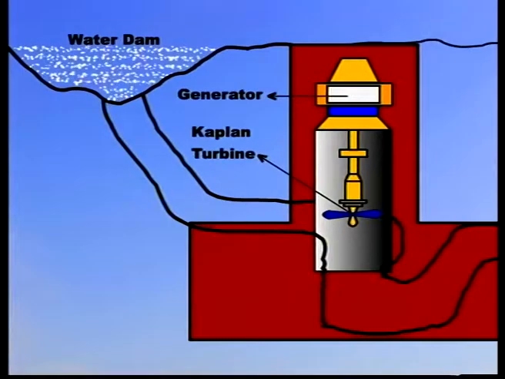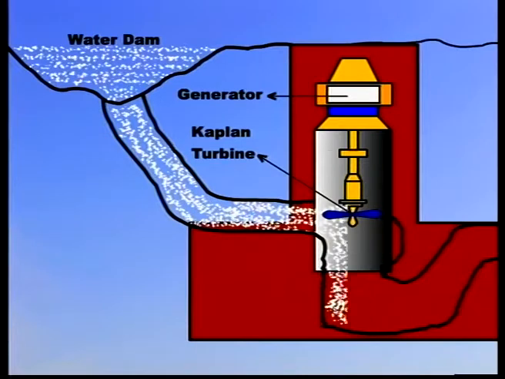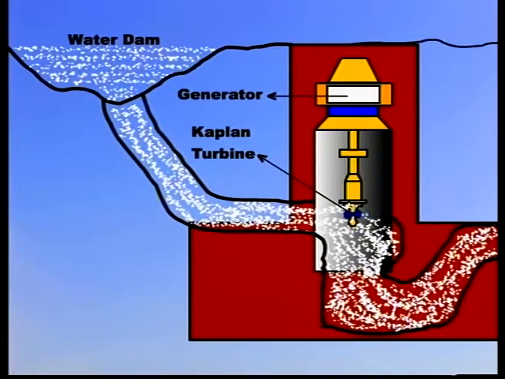A schematic diagram of such an arrangement can be seen in the visual. As you can see, there is a water dam at a low water head, and the water flows through the turbine and goes through the outlet. In the process, it rotates the turbine blades which are attached to an electrical generator which produces power.